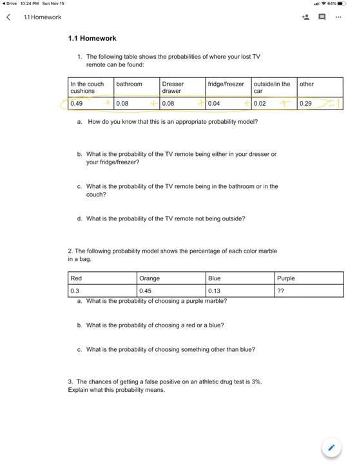Okay, part B. What is the probability of the TV remote being either in your dresser or in your freezer? So or means add. So 0.08 plus the 0.04 gives you 0.12 or 12%. Okay? So what is part C? What is the probability of the TV remote being in the bathroom or, again, you're going to add the couch? First of all, the bathroom is 0.08 plus the couch cushions, C, would be 0.49. If you add those together, you get 0.57 or 57%.